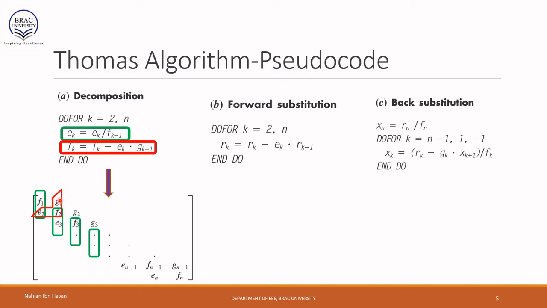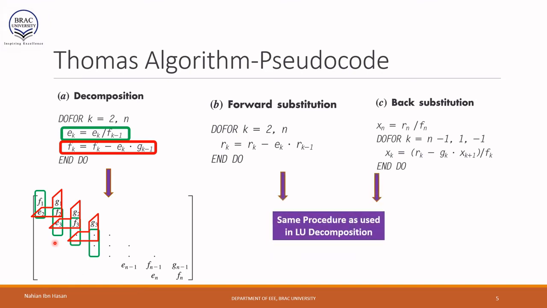So to find out F2, you need to use the values within this red region. That means E2, F2 and G1. Similarly, if you want to find out the value of F3, which three elements will you use? Yes, exactly, those elements will be E3, F3 and G2. Similarly, we can go on and find out the other F terms. So in this way, we can decompose our original matrix using the Thomas algorithm decomposition technique. And then after the decomposition part comes the forward substitution and the backward substitution. And these two steps are exactly similar to the LU decomposition technique.